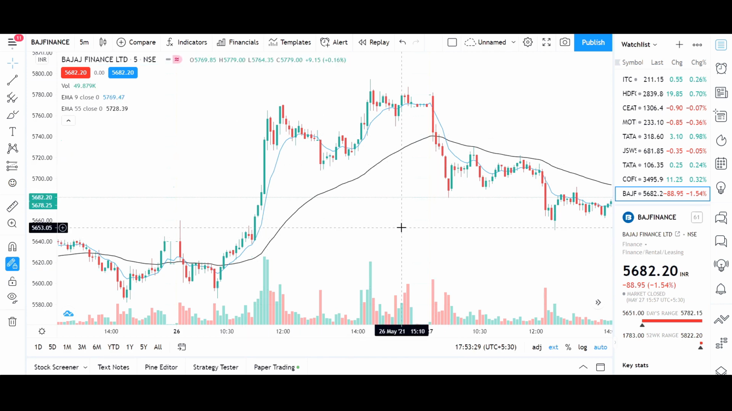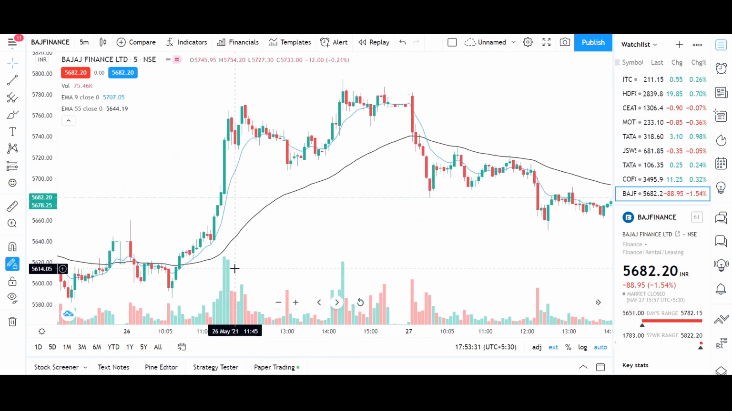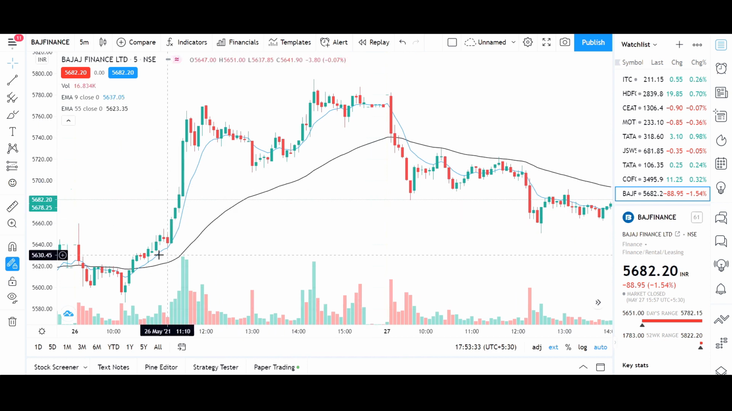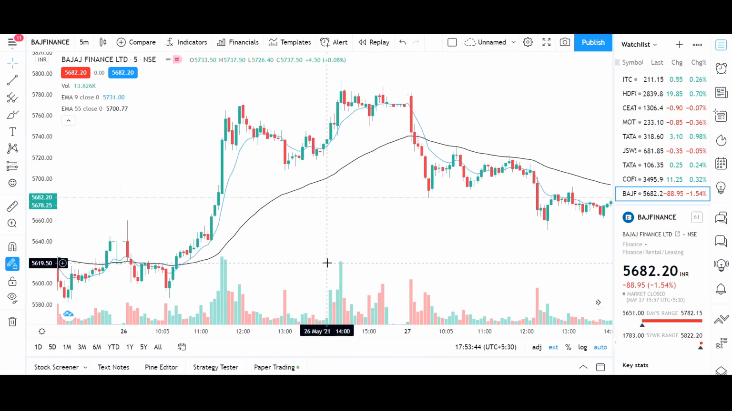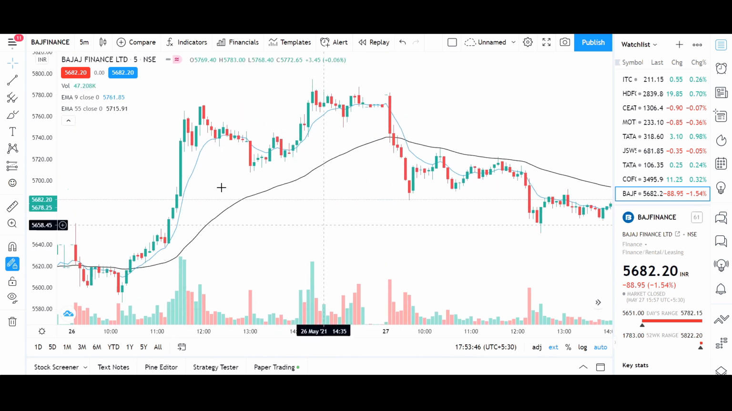As we can see here, pretty obvious, the 9 EMA is rapidly sticking closer to the stock and moving with the price, and the 55 EMA is further away from the price and moving slower. So how can we take trades using this strategy and these EMAs is quite simple.